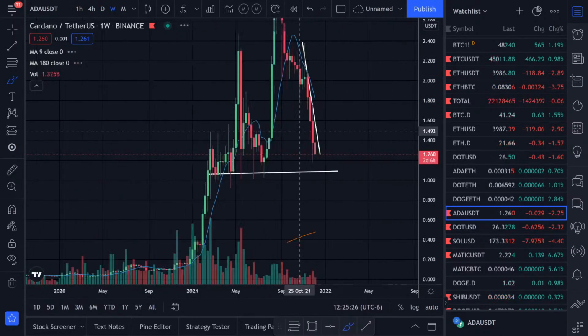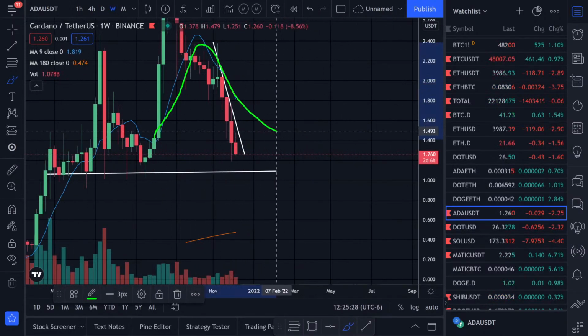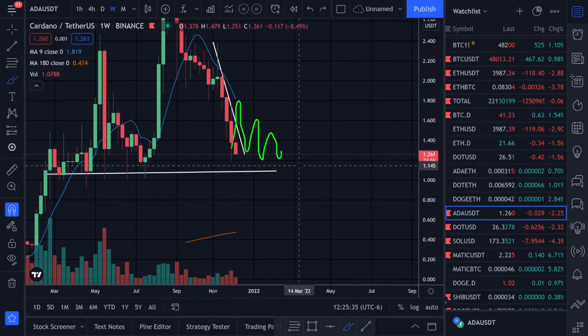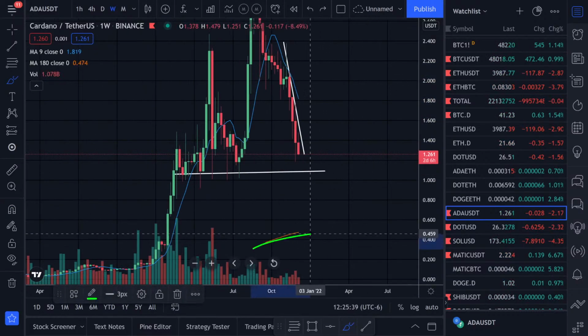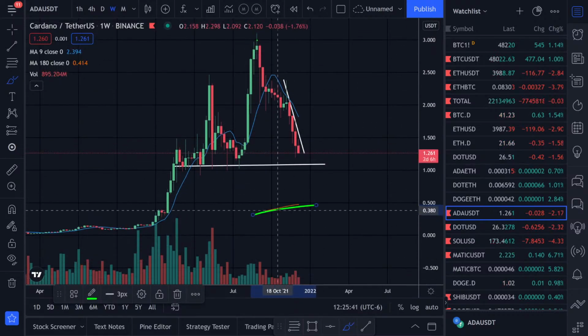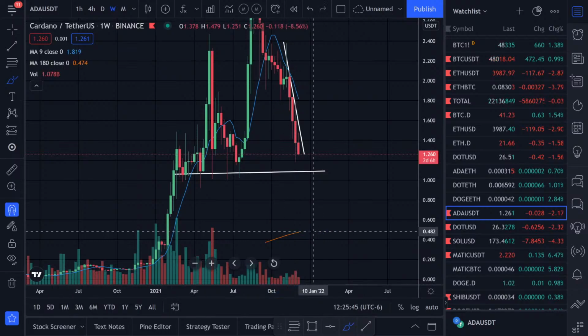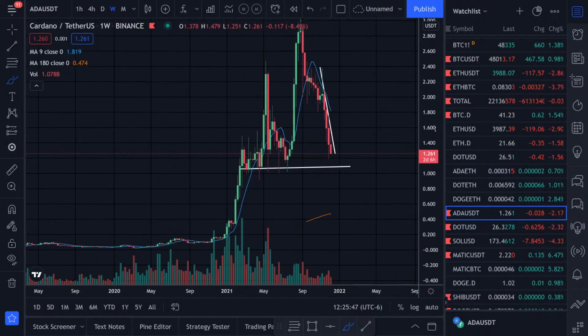Then, like I said, on the weekly time frame, I want to see us break above this weekly 9 moving average. We might have to bounce around and do something like that. That's just my opinion. We have the 180 moving average on the weekly down here too. That looks kind of scary. Where's this at? 46 cents. That's interesting. I don't know.